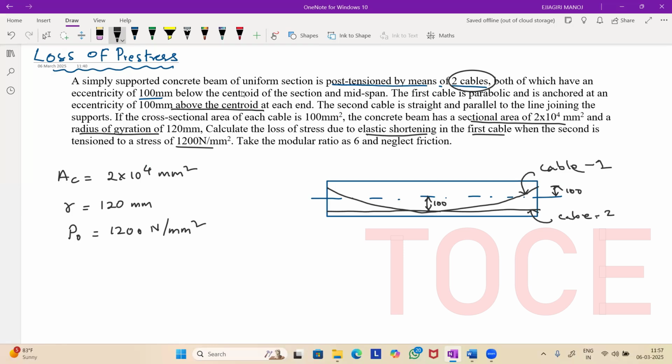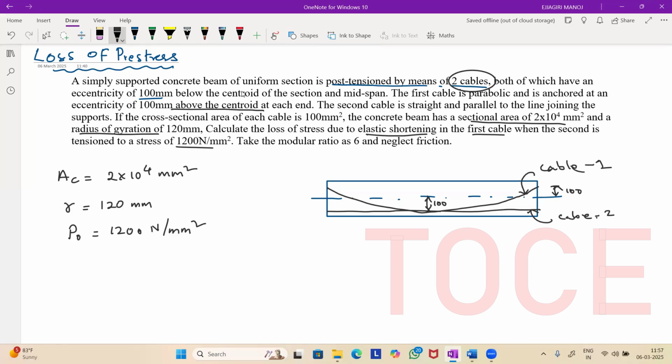So here it is post-tension. We know that in post-tension there will be no elastic shortening loss, but there is one condition: if the tendon is tensioned stage-wise, there will be a loss of elastic shortening. So here the stage-wise tensioning has happened.